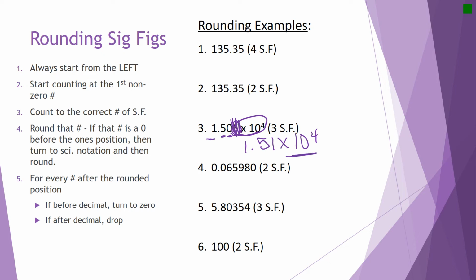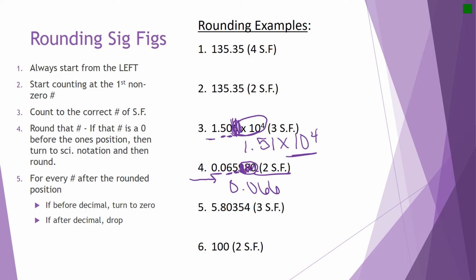Okay, let's try the next one. 2 sig figs. Start from the left, start counting at the first non-zero, so that would be this guy right there. You don't count these zeros because they are zeros. First non-zero from the left, so that's 1, 2. So it's 0.06. That's going to turn to a 6. What's going to happen to that 980? Because they are after the decimal, drop them off.